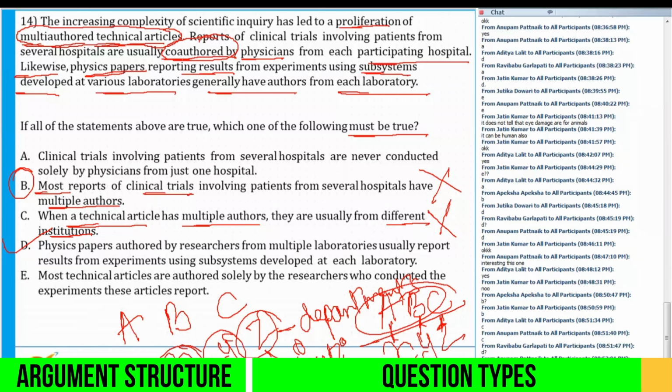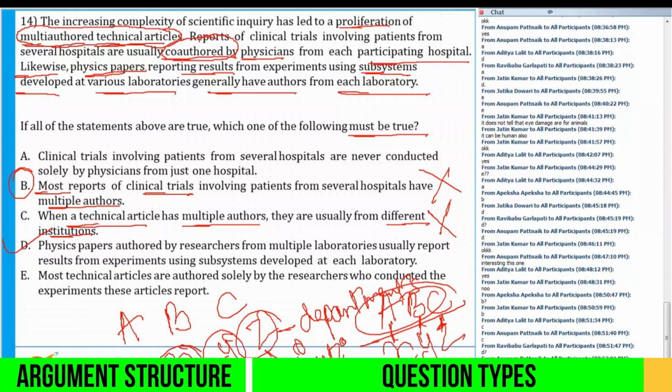Okay, that is why B is not right. Number C, when a technical article has multiple authors, they are usually from different institutions. It looks good, but it's not necessary that they are from different institutions. They can be from the same institution but different departments. Yes or no?